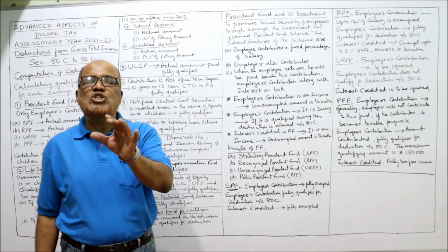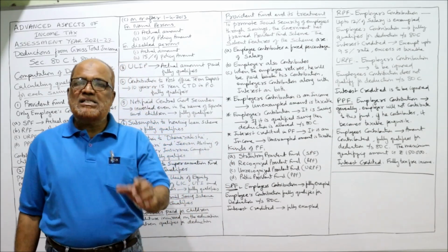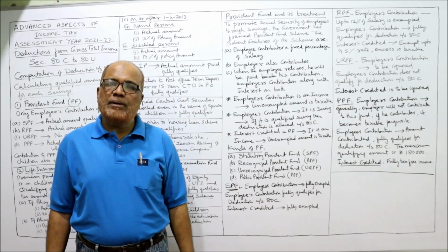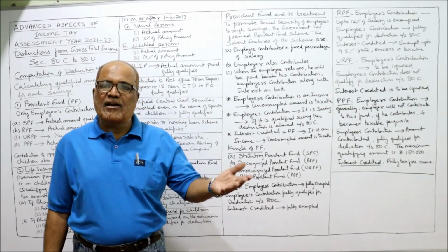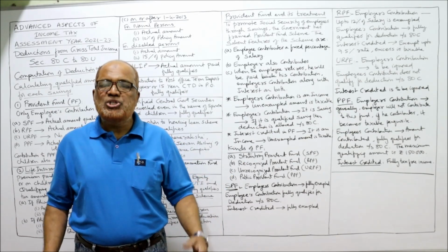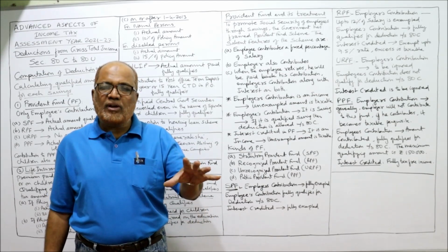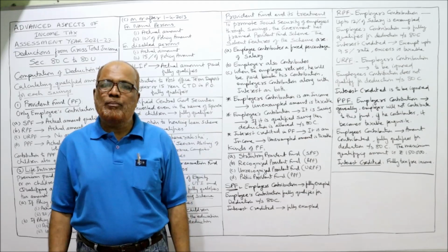SPF stands for statutory provident fund. This statutory provident fund will be maintained by government departments, government employees, state government, central government employees, educational institutions, universities, etc. So this type of organization, they will maintain statutory provident fund.